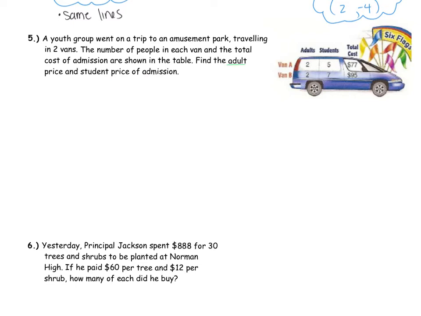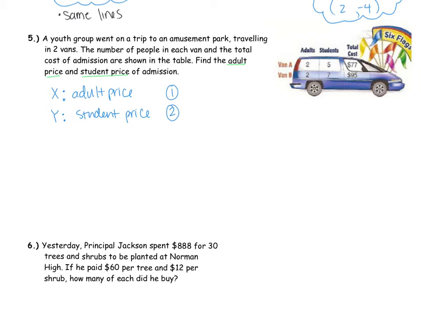So we're trying to figure out the price for adults and the price for students. Let's write that down and declare our variables. When I'm solving a system of equations, I always start by declaring my variables. In this case, I'm looking for the adult price and the student price. From here, I can look at my table and figure out what I know to make two equations.